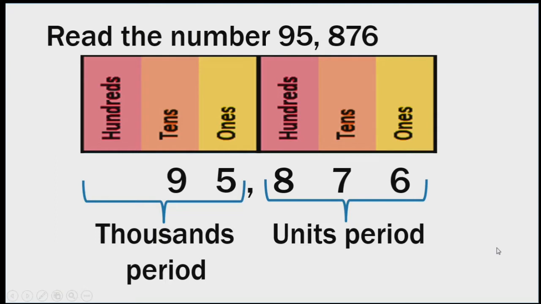Let us read now the number 95,876. Notice how the comma breaks up the number to define the periods. Let us read the first period at the left. Say the period where the digits are. 95,876.